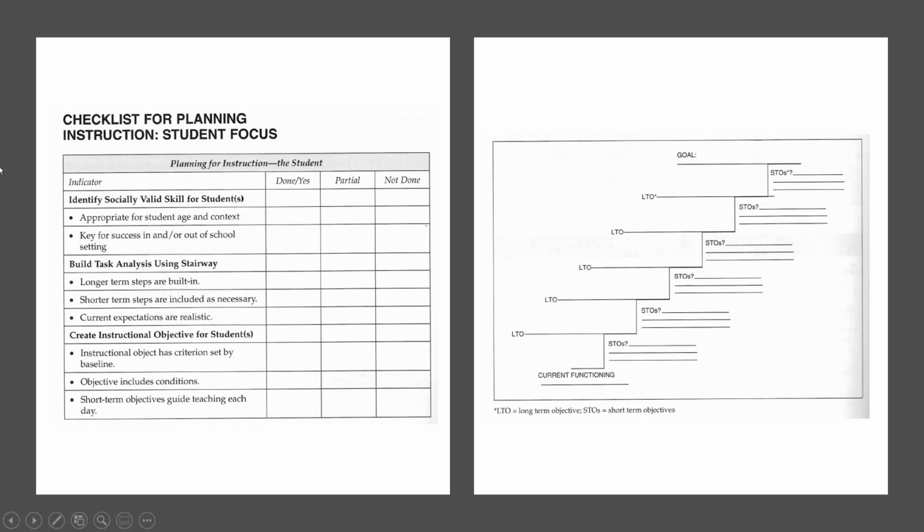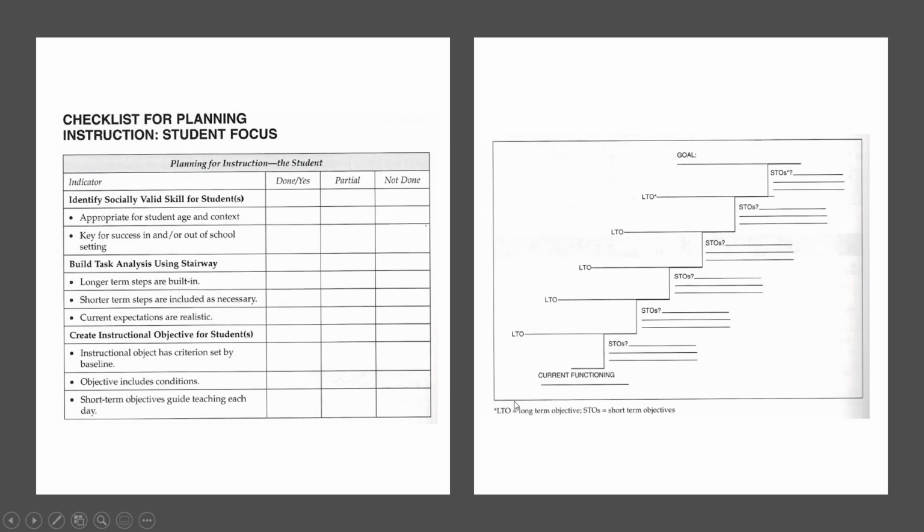You want to make sure that you build your task analysis, using a stairway like we talked about earlier with little Johnny. So you have longer steps that are built in. You take your skill and divide it into longer steps, and then whatever steps the child cannot do, you want to break those longer steps into shorter steps. And also make sure that your expectations are realistic, like we talked about with the objectives and the criterion.